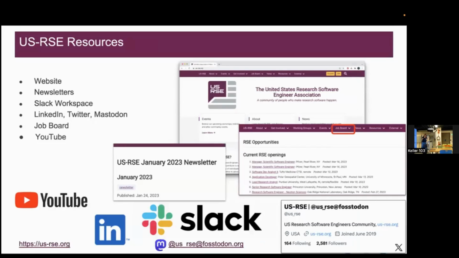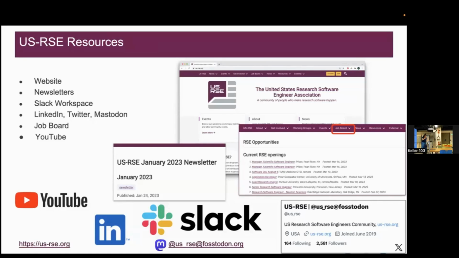So what are the resources? What can you work with? We have a website, we have newsletters, we have a Slack workspace. Slack is very active in USRSE. That is where most of the interaction happens, especially since most of our growth took place during the pandemic. The pandemic is not fully over, but there are now a couple more in-person events, but Slack really established itself as the main communication space for USRSE. Then LinkedIn, Twitter, Mastodon.